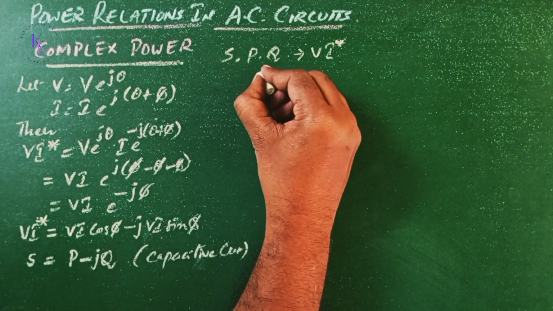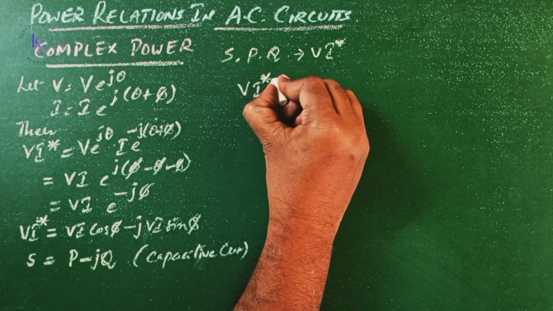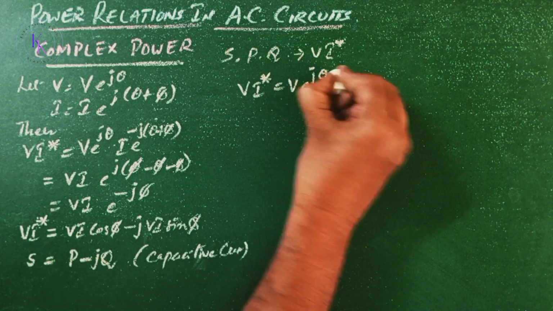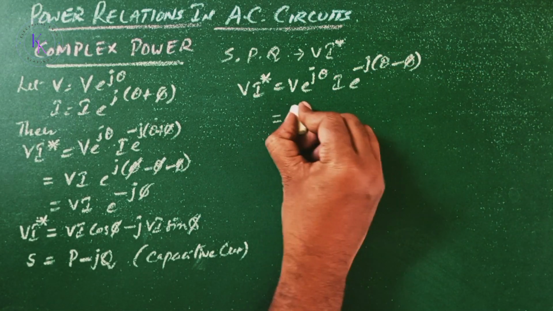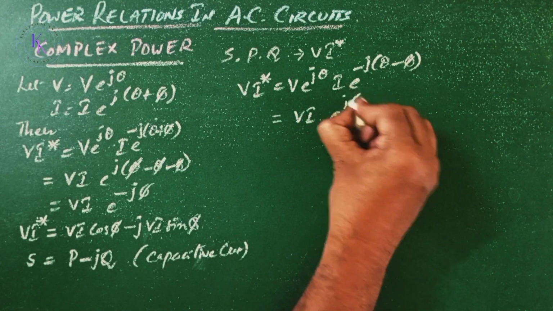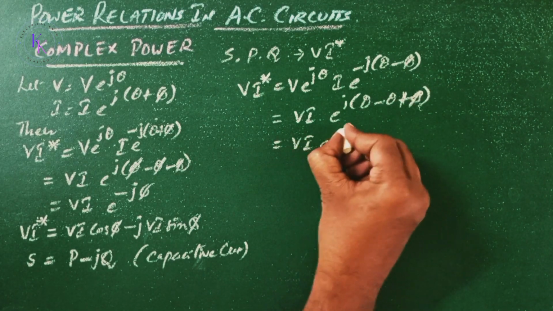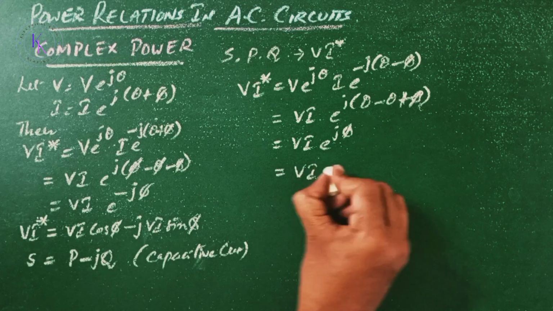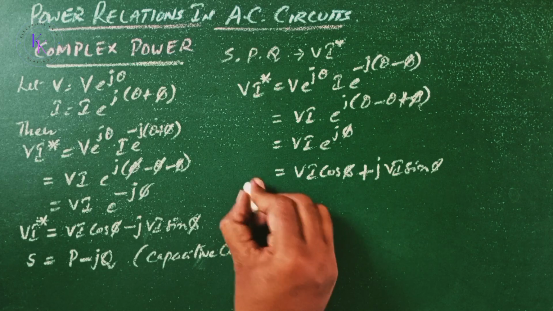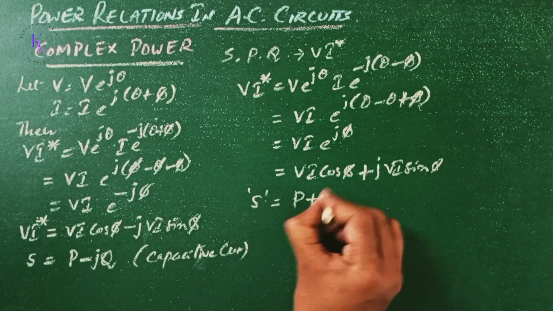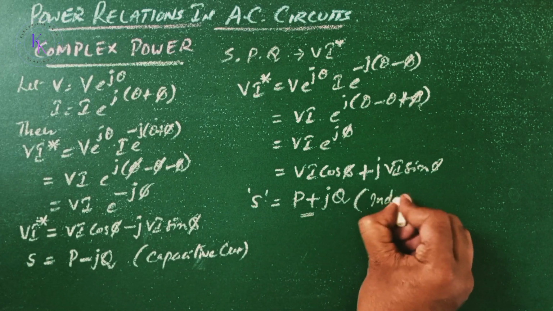In case of an inductive circuit, as phi is negative, we get V I conjugate equals V e to the power of j theta times I e to the power of minus j(theta minus phi). Now we get VI e to the power of j(theta minus theta plus phi), that is VI e to the power of j phi. That equals VI cos phi plus j VI sin phi. Then the complex power S equals P plus jQ. As the reactive power is positive, it represents the inductive circuit.